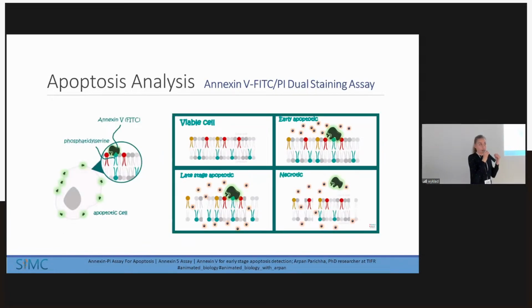Step, we quantitatively assessed the apoptosis using annexin V FITC propidium iodide dual staining assay. This kit is based on FITC conjugated annexin, which binds phosphatidylserine in the cell membrane of apoptotic cells, and propidium iodide is the marker of cell apoptosis and cell membrane permeability. So using this kit, we can measure the percentage of viable, early apoptotic, late apoptotic, and necrotic cells.